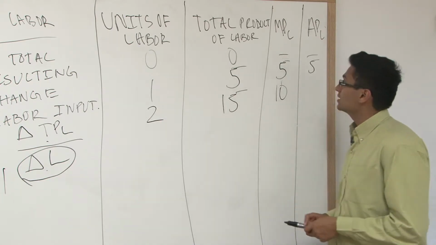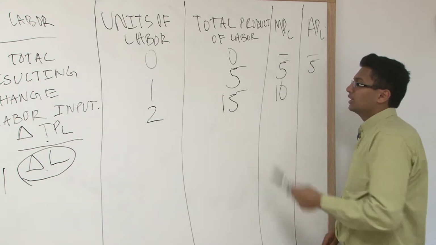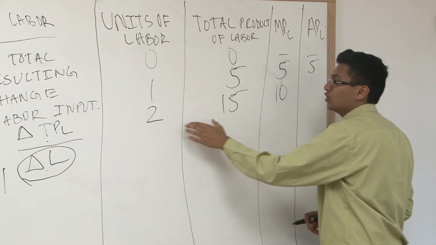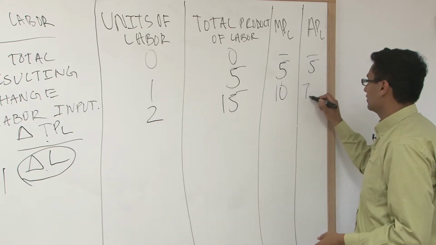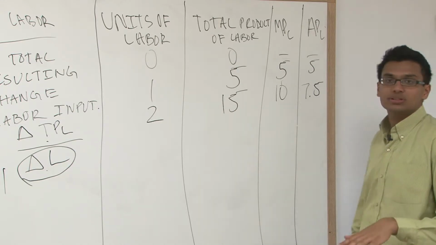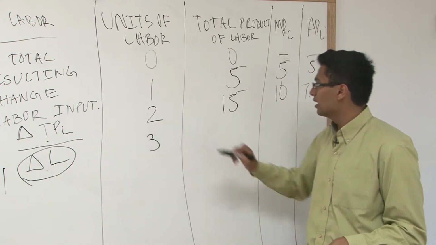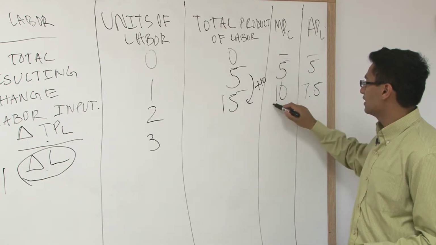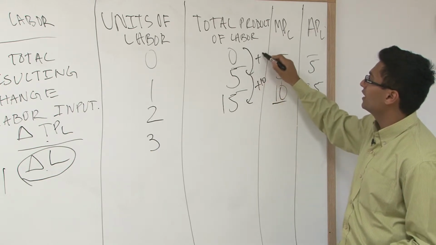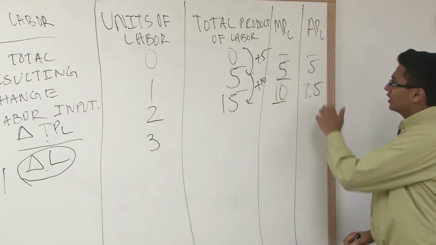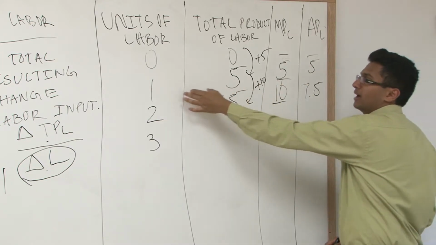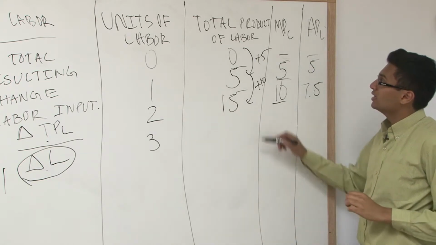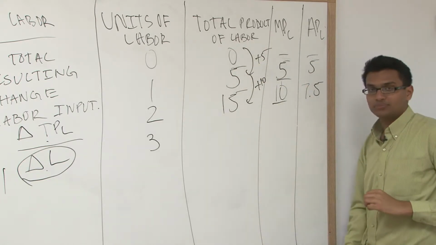And then my APL is, what's my TPL, which is 15. I'm going to divide that by the units of labor, which is 2. 15 over 2 is 7.5, okay? And I'll show you guys one more number so that it's clear. Hopefully by now we're making the difference. Again, 15 to 5, that's a change of 10. We added 10, and that's why this one is 10. This one, 0 to 5, we've added 5. That's why MPL is 5. Here, we've taken TPL divided by units of labor, and we've gotten 5. Here, we've divided 15 by 2. We've gotten 7.5, okay? So TPL over L is average product of labor.